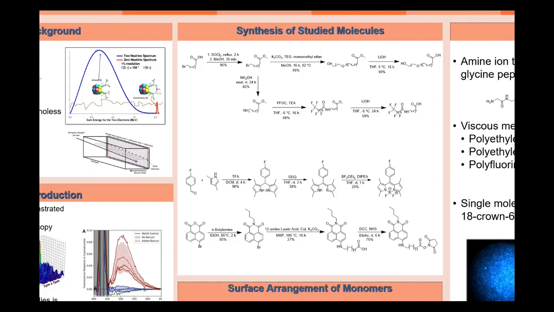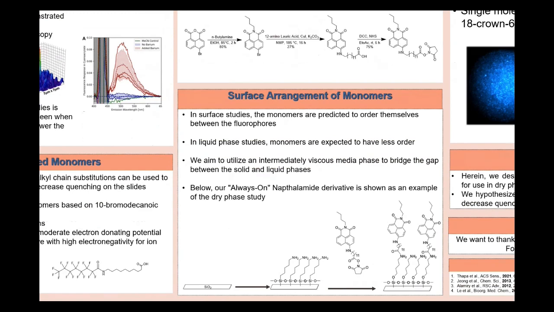studies. Within those dry phase studies, we imagine that the fluorophores and the monomers will order themselves on the slide similar to the figure below. In a liquid phase study that we test with just the alkyl monomers, we imagine that they'll have less order within their arrangement. We plan to use an intermediate viscous media to understand and bridge the gap between the liquid and the dry phase.